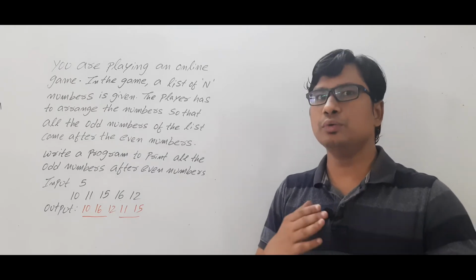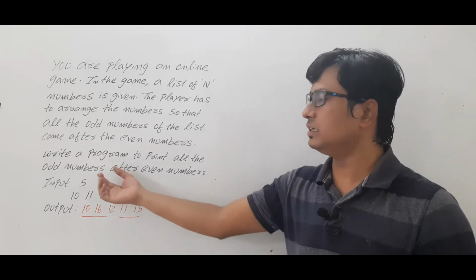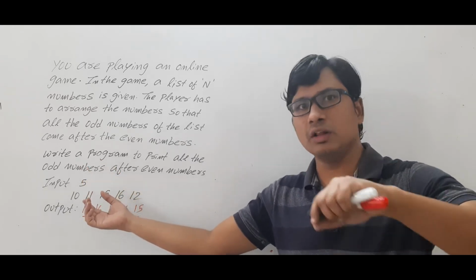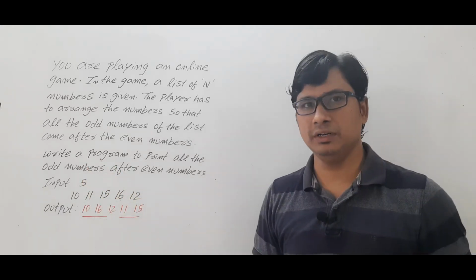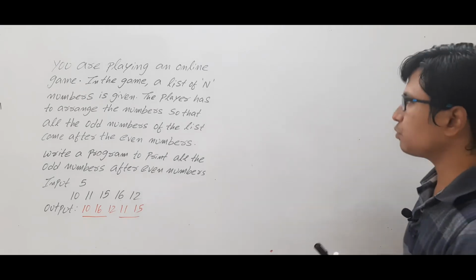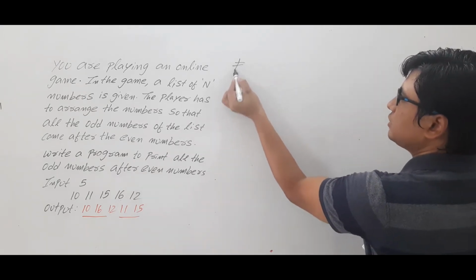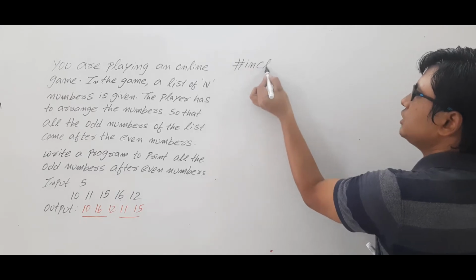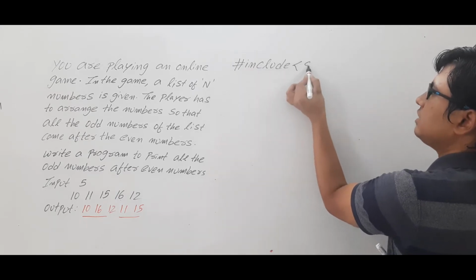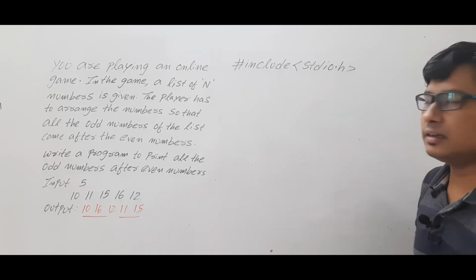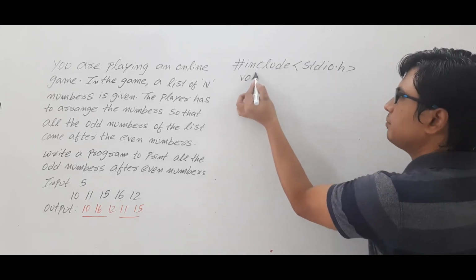So I want to write a C program in such a way that from the given array of integers, I want to print all the even numbers first, then I want to print the odd numbers. To do that, first I need to include the header file. What is the header file I need to include? stdio.h, which is the standard input output header file. Then I will write void main.